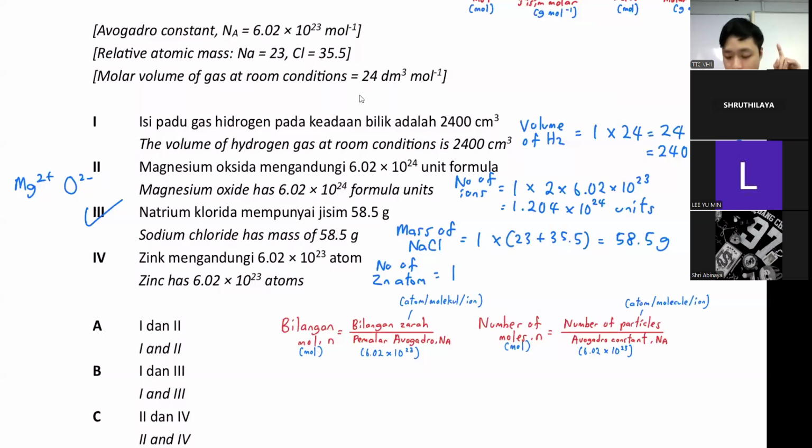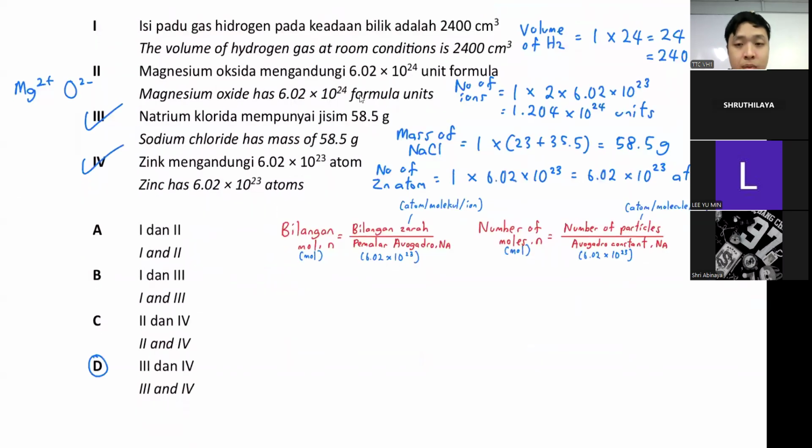Mole is 1. Avogadro constant is 6.02 times 10 to the power of 23. Then you get 6.02 times 10 to the power of 23 atoms. Yes, so it's correct. So the answer is donkey. Okay, understand? I know it's one objective question, but there are a lot of details inside.